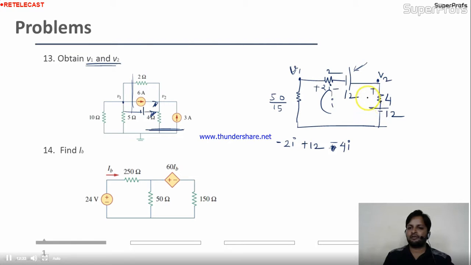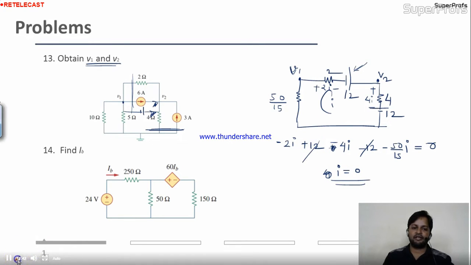Because here also the drop is same. Here minus 12 you are getting. Come this side, this side, this side. Here you are getting 50 by 15 I. 50 by 15 I equal to 0. This 12 gets cancelled out. Finally I equal to 0. There is no current in the circuit. In this situation you don't have any current in the circuit.